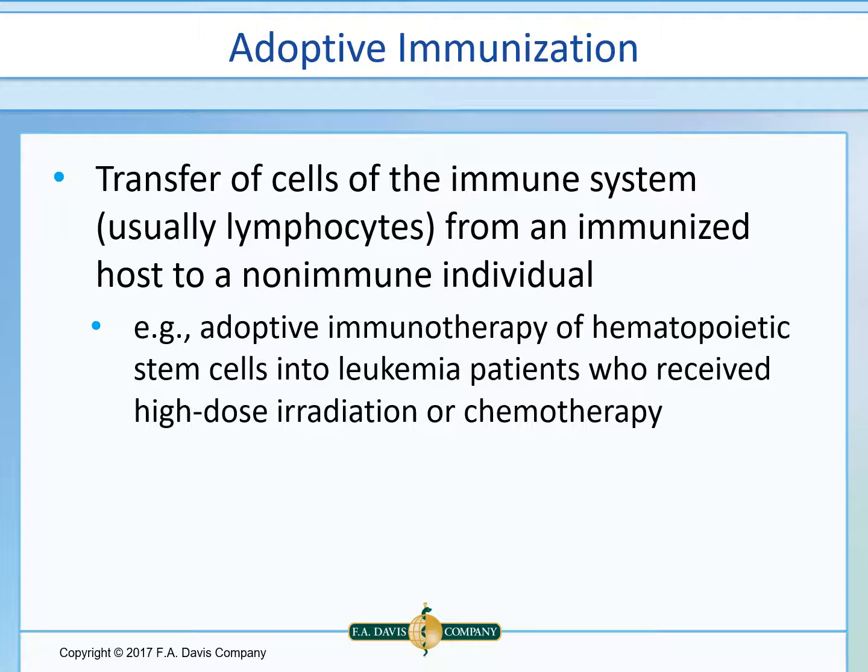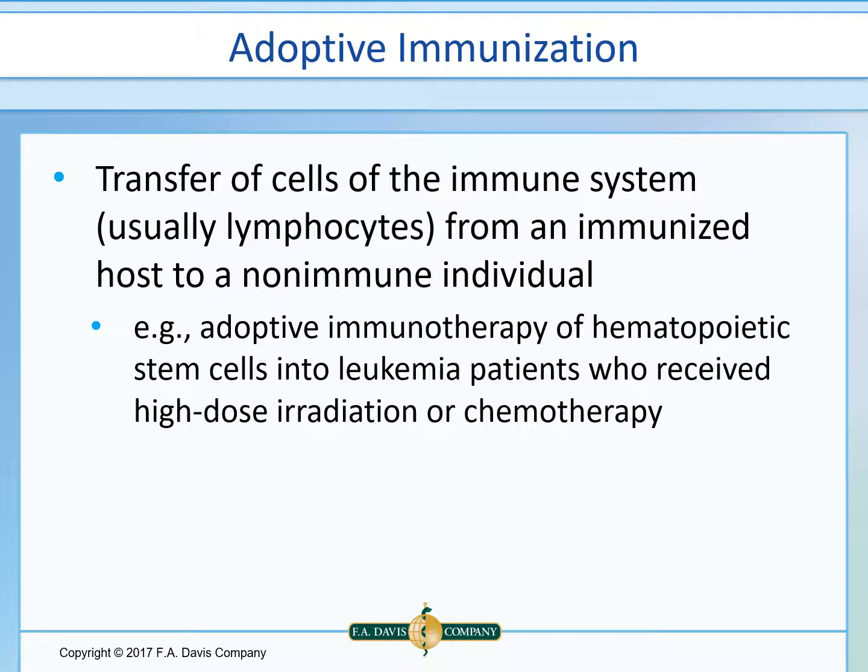And finally, adaptive immunity results from the transfer of cells of the immune system from an immunized host to a non-immune individual. Adaptive immunotherapy involves the administration of these cells, such as lymphocytes, to treat patients with conditions such as immunodeficiency diseases or cancer. This type of therapy can be beneficial if the cells transferred are able to successfully establish themselves in the recipient.